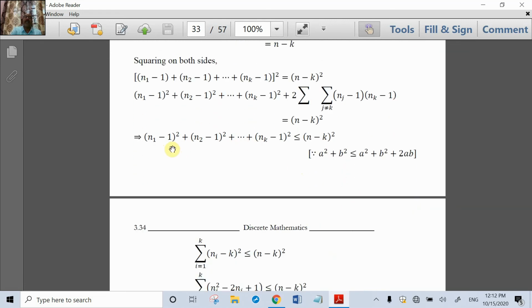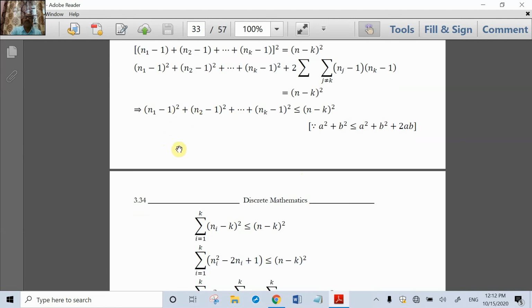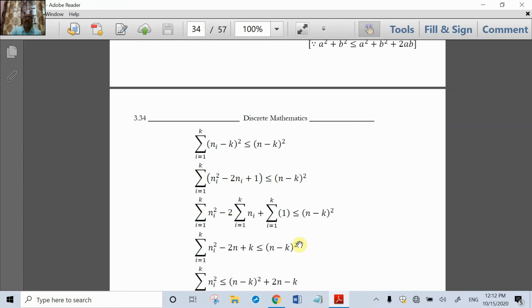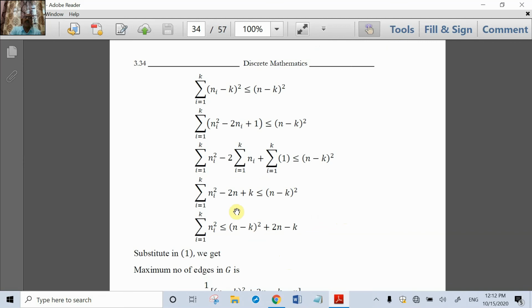Therefore, sigma i equal to 1 to k of (ni minus 1) the whole squared is less than or equal to (n minus k) the whole squared. Using the (a minus b) squared formula, this is sigma ni squared minus 2 sigma ni plus sigma 1, less than or equal to (n minus k) squared, where this is n and this is k. Now take this value to the right side. Therefore, sigma ni squared is less than or equal to this value.